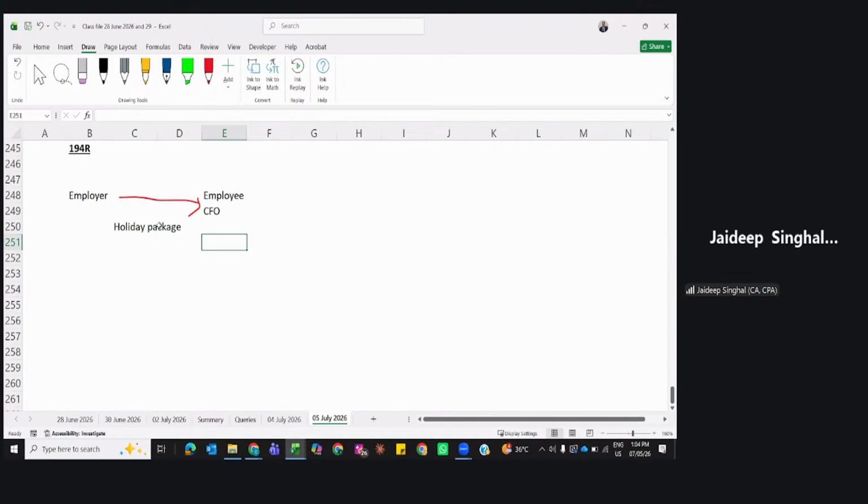The answer is yes. Will there be TDS on this? Yes, non-monetary perquisite, TDS will apply.